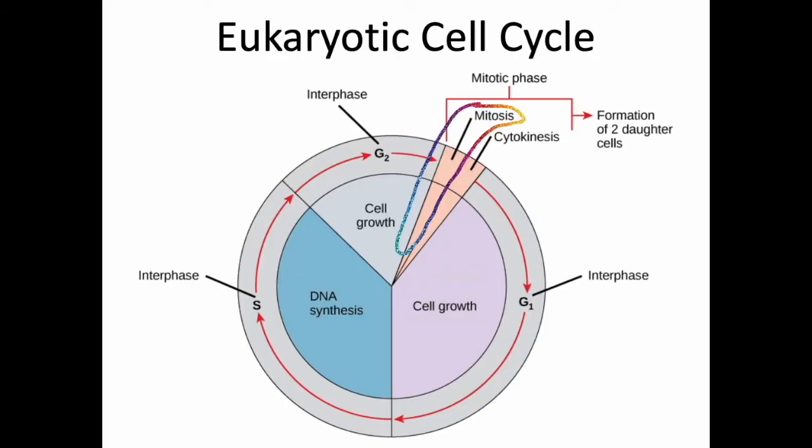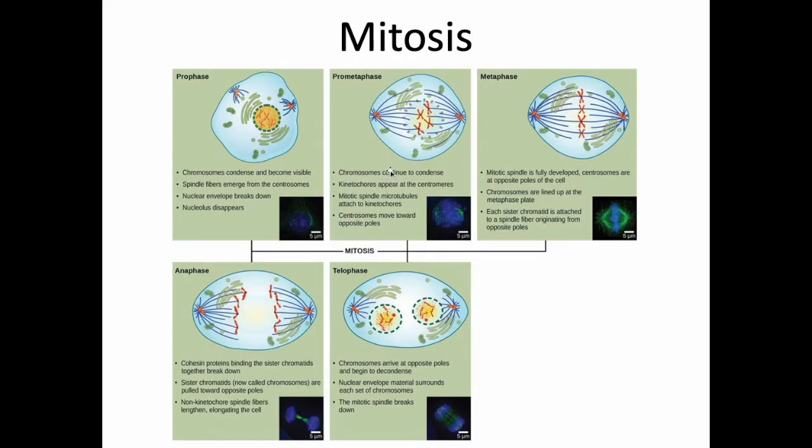Okay, next we have something called mitosis. And even though this is a slim slice of the pie here, there's actually a lot of complexity to what's going on during mitosis. So we're going to break down this slice of the pie itself into 5 different stages. So mitosis has several steps. These stages are going to be prophase, prometaphase, metaphase, anaphase, and telophase.